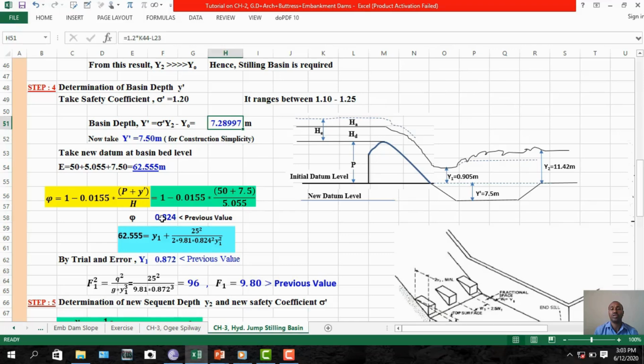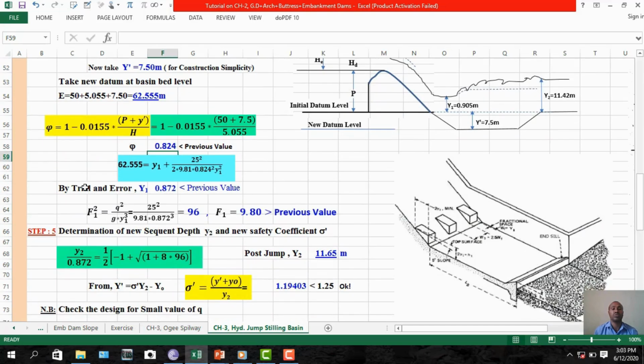You get this value. So this is less than the previous value, so you can continue. Now, just substitute in the energy equation, which is the specific energy equation, y1 plus 25 over 2 times 9.81 times phi square y1 square. So y1, again by trial and error, you get this value.